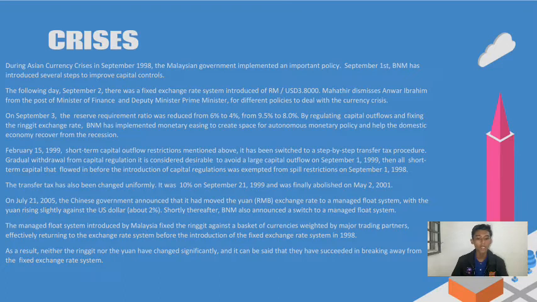On 15 September 1999, the short-term capital outflow restriction mentioned above was switched to a step-by-step transfer tax procedure, a gradual withdrawal from capital regulation.